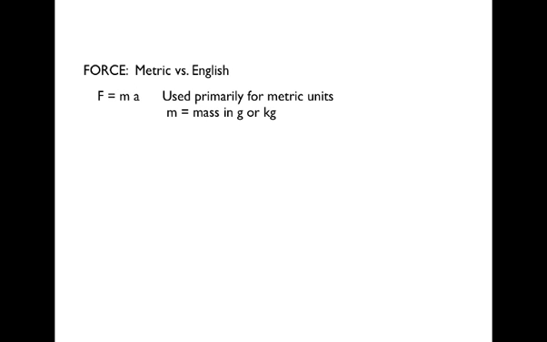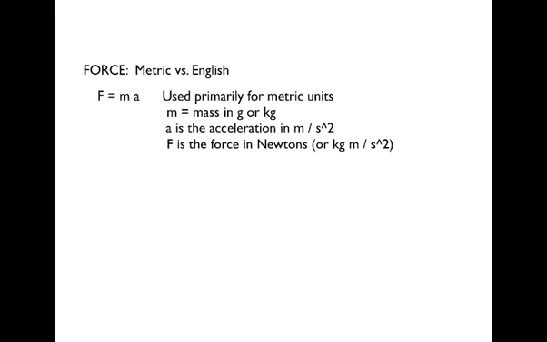So your mass is in grams or kilograms. Right? Mass is grams or kilograms. And a is the acceleration in meters per second squared. Again, metric units. And then when you take kilograms times meters per second squared, you get newtons. So kilograms times meters per second squared is force in the metric system, which is newtons.